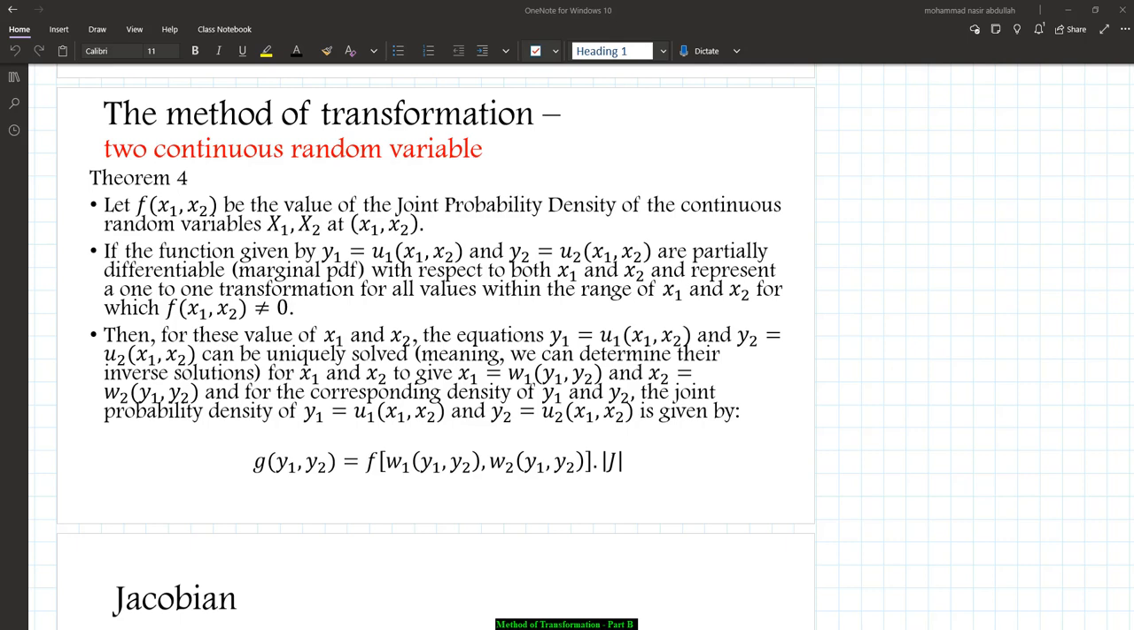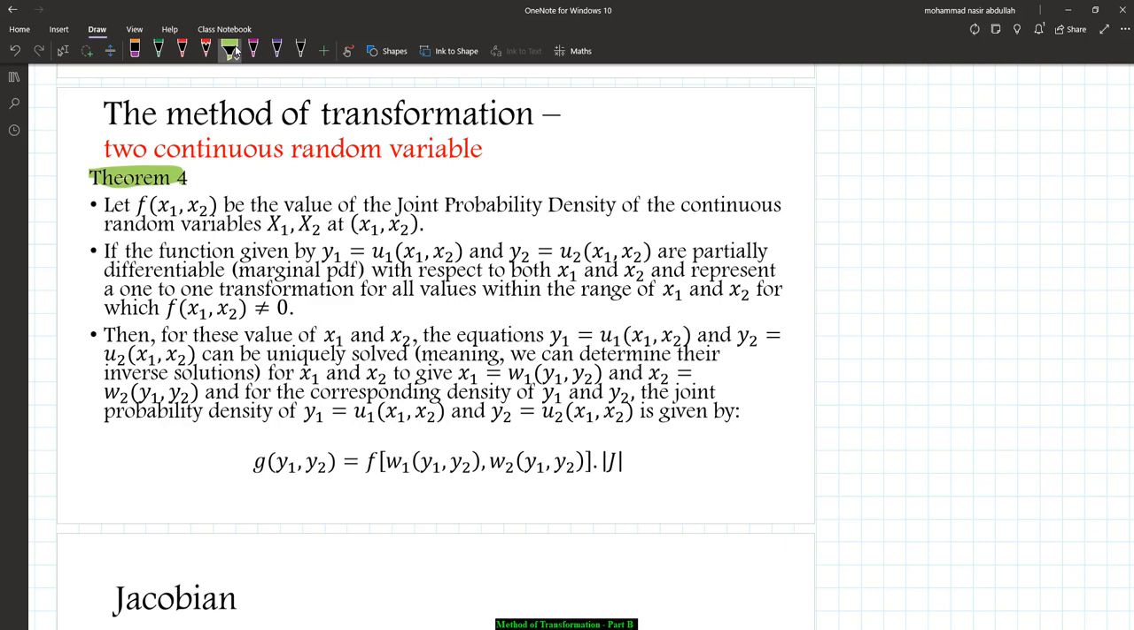So today we're going to continue on chapter 1, still on the method of transformation. For this topic, the method of transformation, we're going to focus on two continuous random variables. So theorem number 4, let's look at theorem number 4. Right, this is theorem number 4.